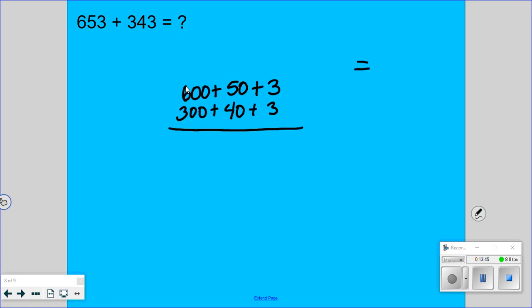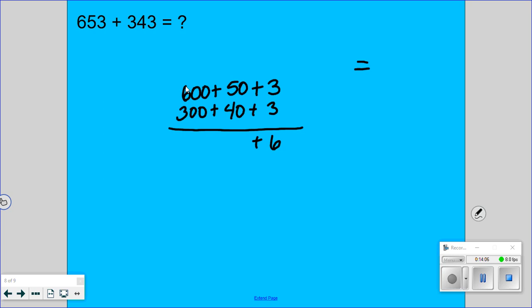Let's start with our ones. 3 plus 3. What is 3 plus 3? Not a trick question. Archer? 6. Archer, do I need to regroup? I do not need to regroup because 6 will fit in the ones place. I don't need any extras.